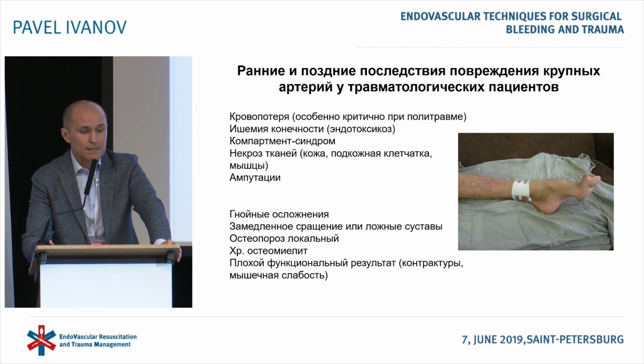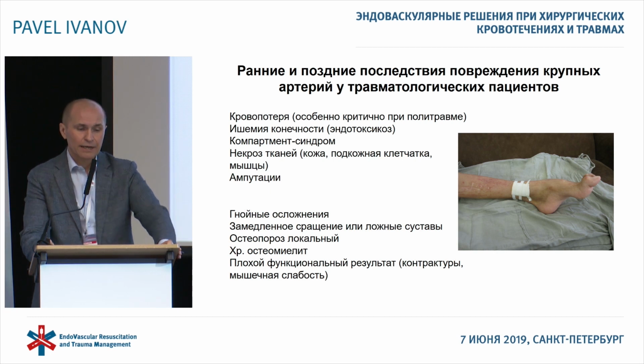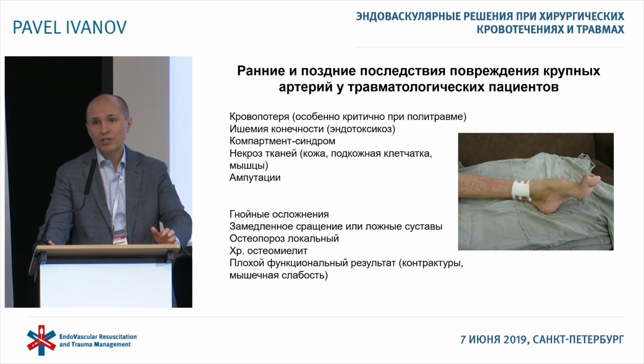Very often we face blood loss, especially in polytraumas. With developing ischemia of the lower limbs, it's important not only locally, but also because it may cause endotoxicosis in the patient, and hypoxia, compartment syndrome, necrosis of tissues, and early amputation.